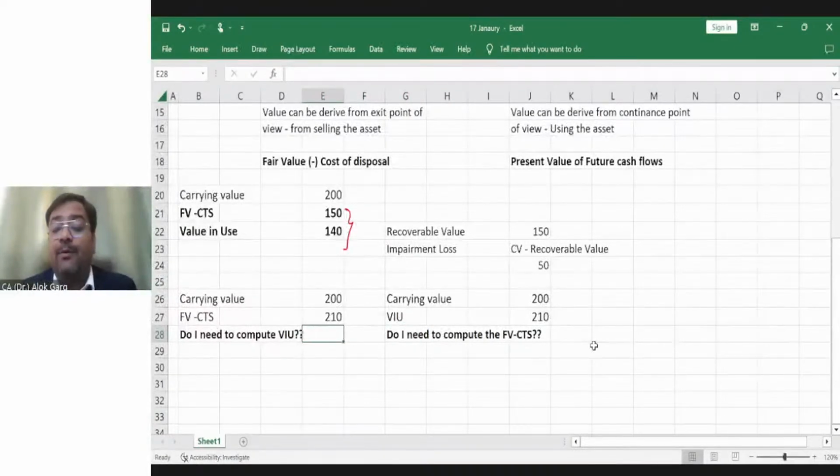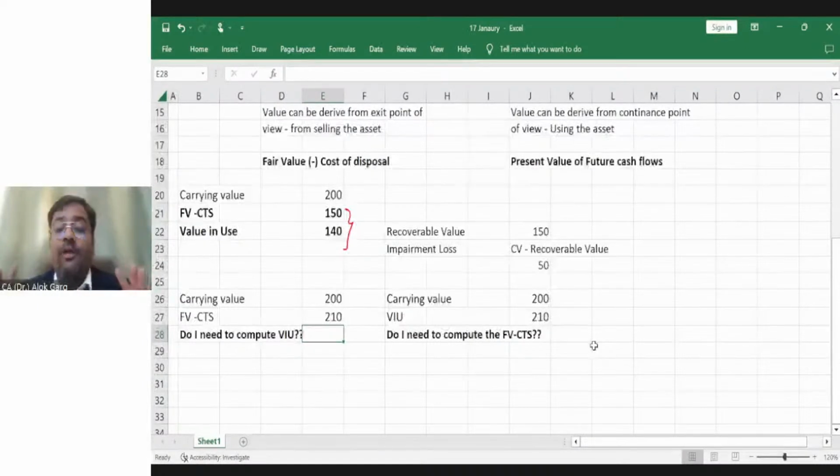And why are we computing value in use or fair value less cost to sell? Only to check the impairment. If you are using the revaluation model in PPE, in that case, cost to sell and value in use are not required, guys. In case of revaluation model, you have to see only market value. As simple as that. If you opt for the revaluation model, the revaluation could be higher or lower. If it is lower, it is impairment.